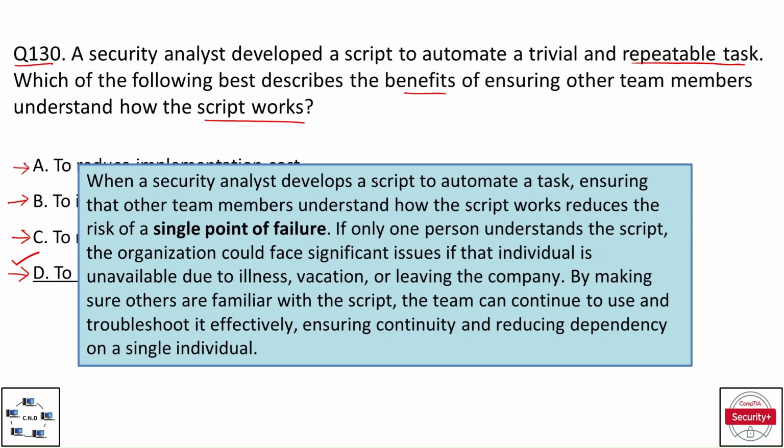So when a security analyst develops a script to automate a task, ensuring that other team members understand how the script works reduces the risk of a single point of failure. If only one person understands the script, the organization could face significant issues if that individual is unavailable due to illness, vacation, or leaving the company. By making sure others are familiar with the script, the team can continue to use and troubleshoot it effectively, ensuring continuity and reducing dependency on a single individual.